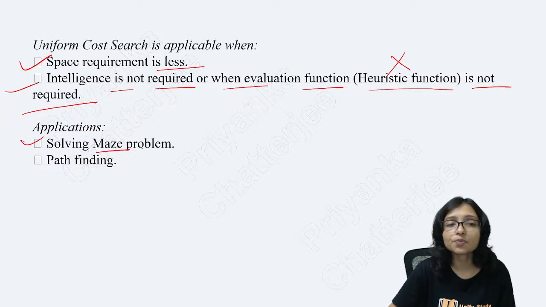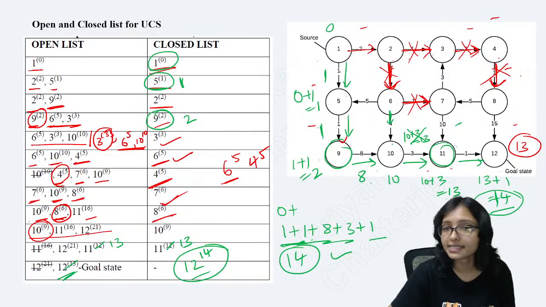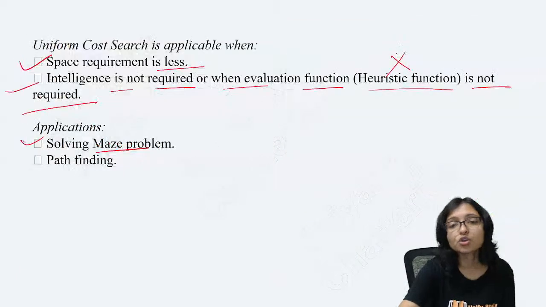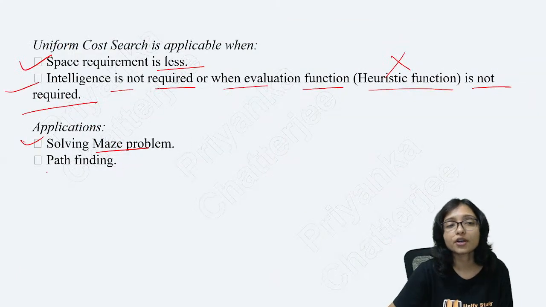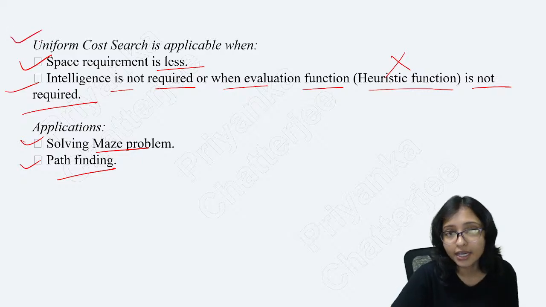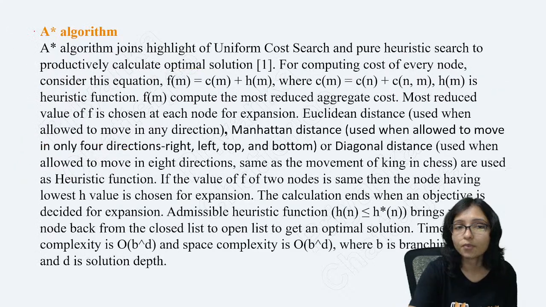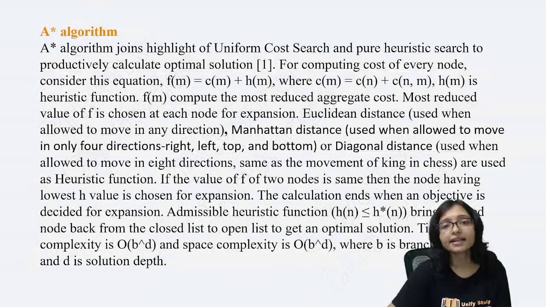Solving the maze problem. This problem was like a maze problem, right? So to solve the maze problem we can do it. Path finding also we can do using the uniform cost search model application. Is that clear to everyone?